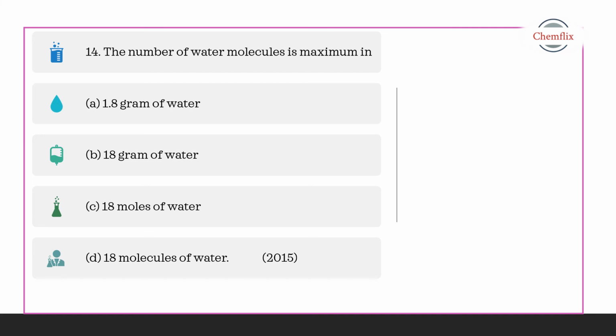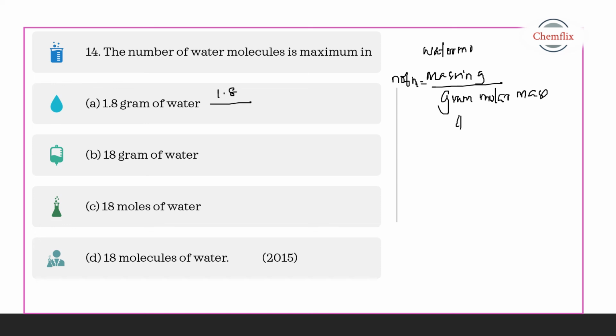The number of water molecules is maximum in... So the number of water molecules you have to find out. You know that number of moles is equal to mass in gram divided by gram molar mass. Number of moles n is equal to mass in gram divided by gram molar mass. So here the mass in gram is given as 1.8, divided by the molar mass of water, H2O: 16 plus 2, which is equal to 18 gram. That is the molar mass.